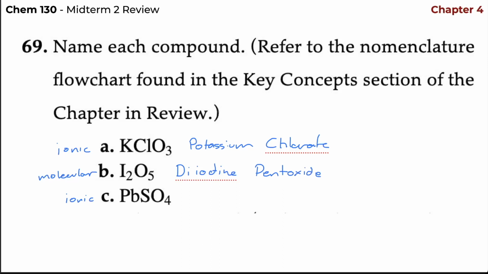And then the next one is ionic. We gotta follow those rules, right? It starts off with lead. Remember, lead is one of the ones where it can have multiples. We gotta put the parentheses. SO4 is sulfate, right? And we know that sulfate has a -2 charge. So lead has gotta be +2 to match that. And boom, that's it.